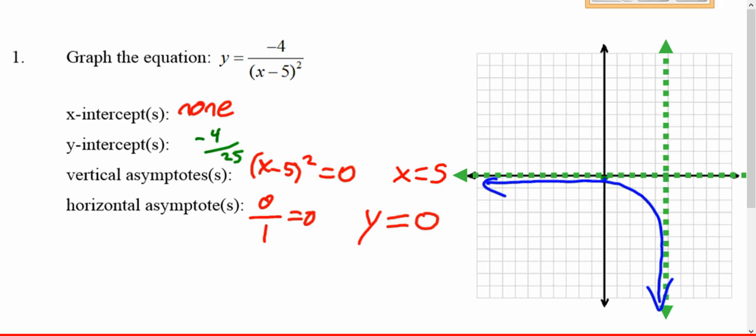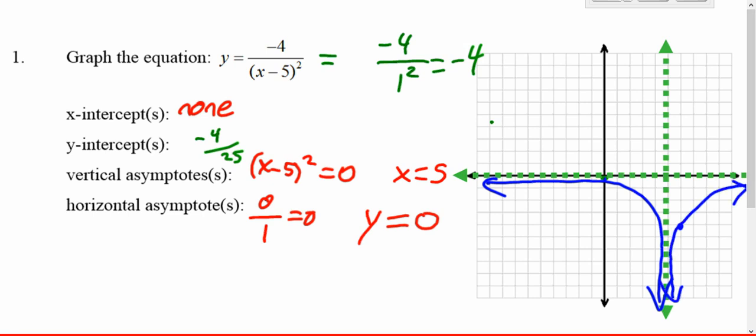So if you plug in 6 or 7, just pick one. Let's plug in 6. You get -4 over 6 minus 5 is 1, 1 squared is 1. So when we plug in 6, we got -4, which might be surprising, but you plug in 6, it's down here at -4. 1, 2, 3, 4. It's that dot. These are often in opposite pieces, but when you plug in a point and check it, it ends up being side by side.